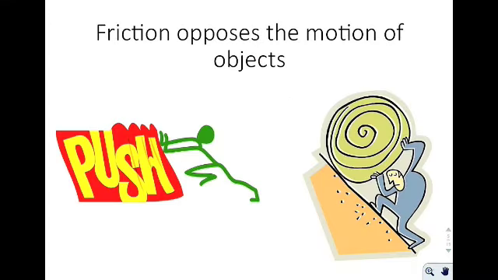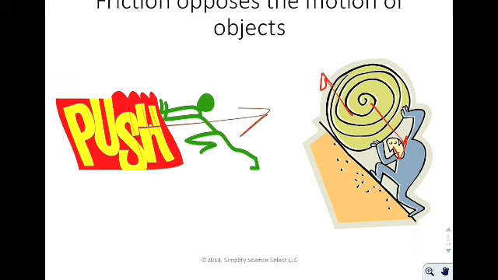Now, friction will always oppose the motion of an object. So if I'm attempting to move the object this way, friction is going to act this way. If the boulder is trying to move this way, then friction will act the other way. Friction always opposes the motion of an object.